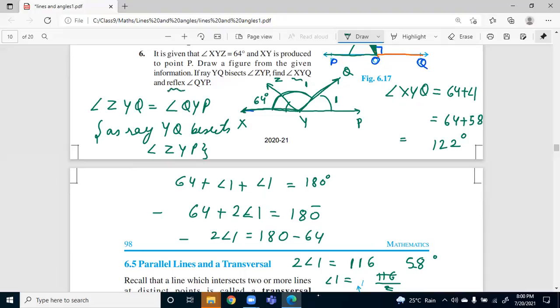Next part is reflex of QYP. So reflex of angle QYP is equal to 360 degree minus angle 1. See, QYP is angle 1. So if I subtract it from 360 degree, I will be getting the reflex angle. So 360 minus 58. So you should get 302 degree.